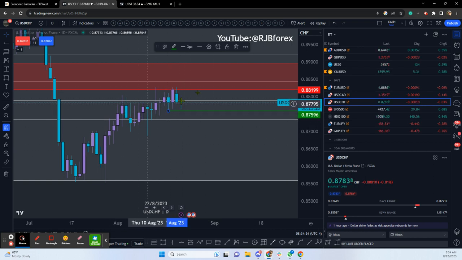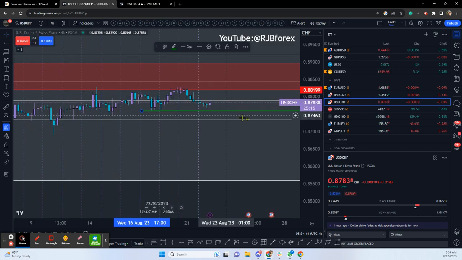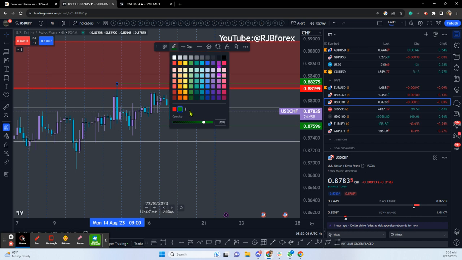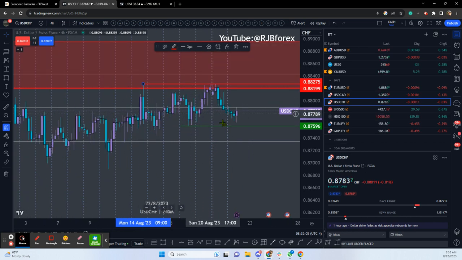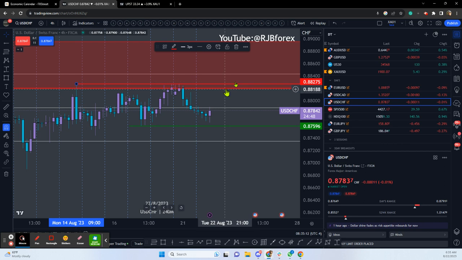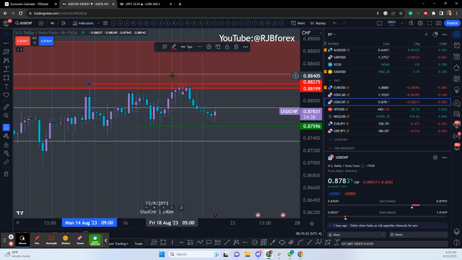It's all very choppy, wicky stuff. Not really the best environment for looking for setups, because there's just levels everywhere. Trapped so far between there and there. So maybe we'll just see some sideways action. So not really on my list of pairs to be watching, to be honest. Looking for the easier stuff, easy to identify trade opportunities that stand out.